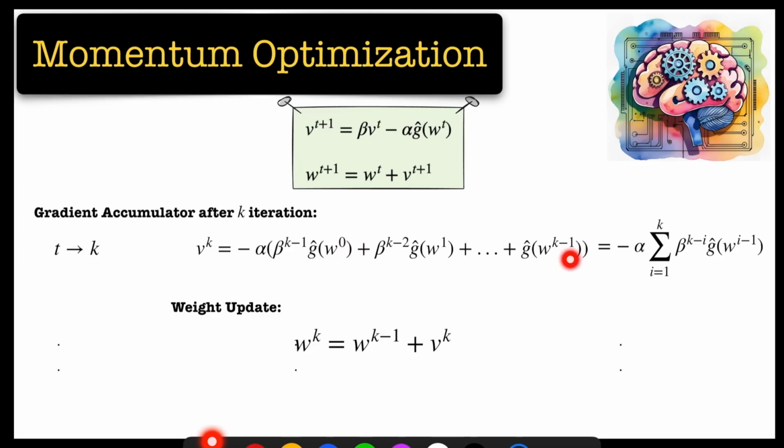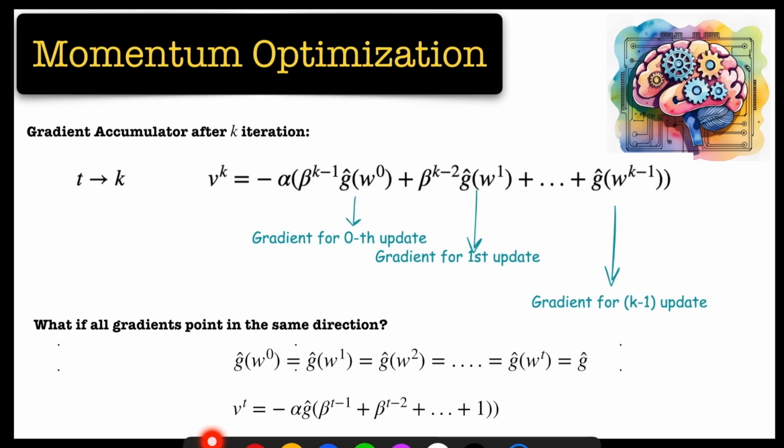So this is the equation we have got, right? And we can write it in terms of summation. It is basically minus alpha times summation of i equals 1 to k of beta power k minus i times g hat W i minus 1. So we got the weight update. How it will happen is Wt plus 1 is Wt plus Vt plus 1. So Wk is W k minus 1 plus Vk, the same equation. Now let's see what we can find from this equation.